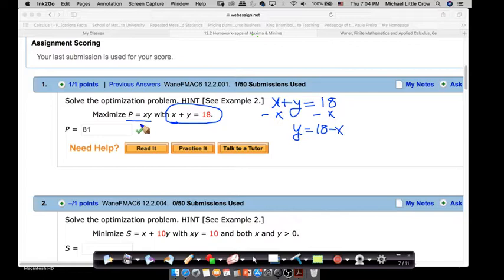Substitution. So this is the key step that you're going to need to do on several of these types of problems. They'll give you this with another function. You have to solve it for one variable and substitute it over there. So then we take this function and rewrite it as P equals x, instead of times y, times 18 minus x. And then we want to take the derivative. Now, could we take the derivative of this with the product rule?